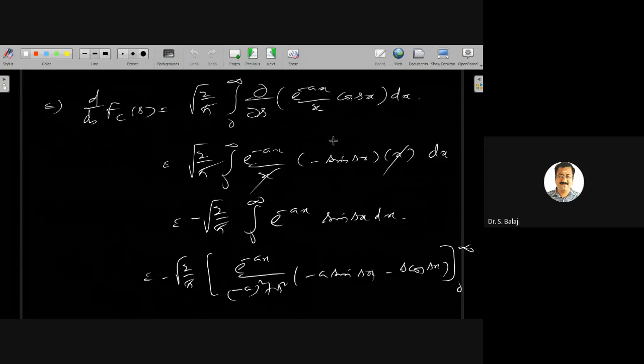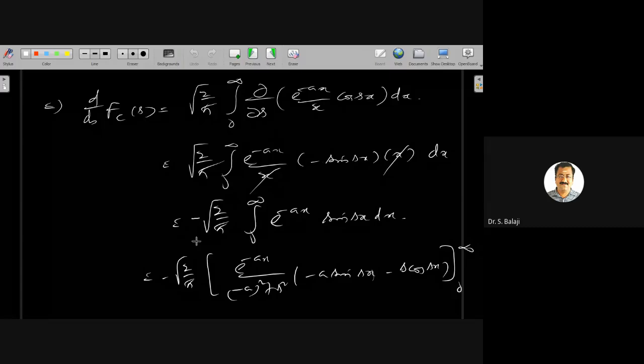Now you differentiate partially with respect to s. There is no s in the exponential part, only in cos sx. If you differentiate cos sx partially with respect to s, you get minus sin sx, and with respect to s you get one additional x in the product. Therefore, in the next line: root of 2/pi, integral 0 to infinity, e^(-ax)/x, same thing, and the derivative of cos sx is minus sin sx times x, dx. This x and x get cancelled, so you get only this part.